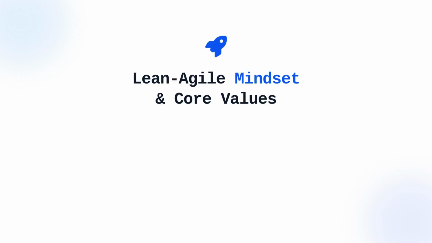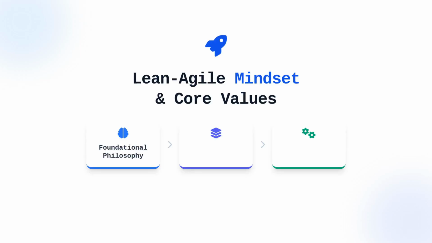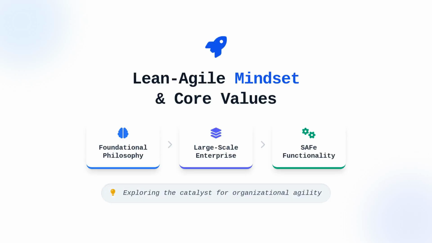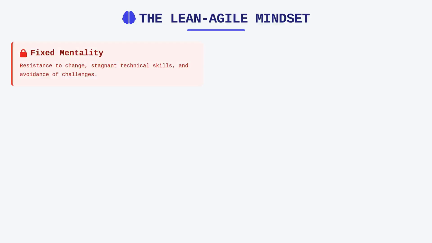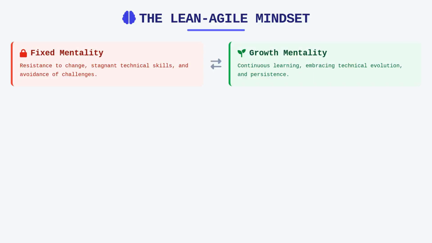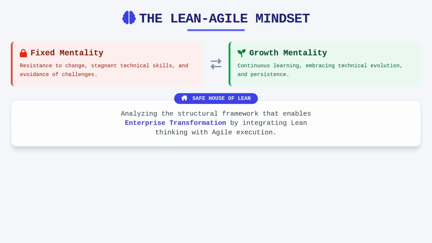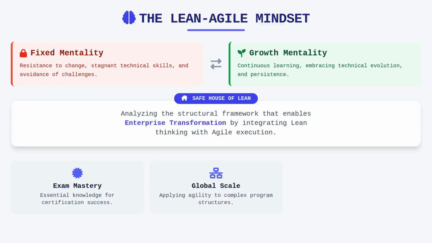Welcome to this exploration of the Lean-Agile mindset and core values. We will examine the foundational philosophy that makes SAFe functional within large-scale enterprises. In this chapter, we will dissect the Lean-Agile mindset, contrast fixed versus growth mentalities in technical domains, and analyze the SAFe House of Lean. This material is essential for mastering the certification exam and for understanding how to influence organizational change effectively.